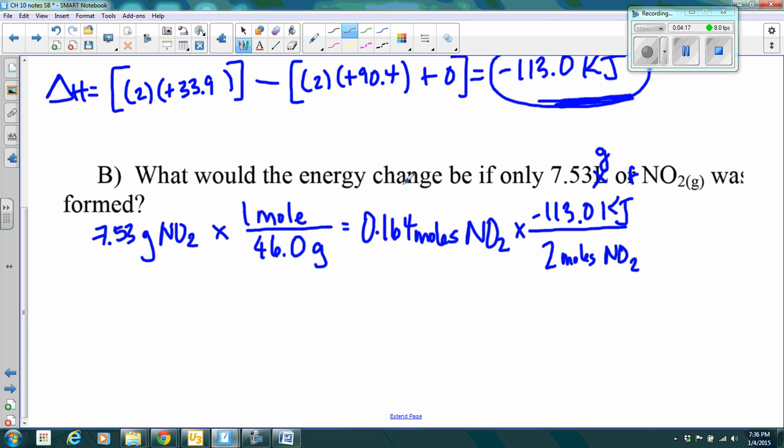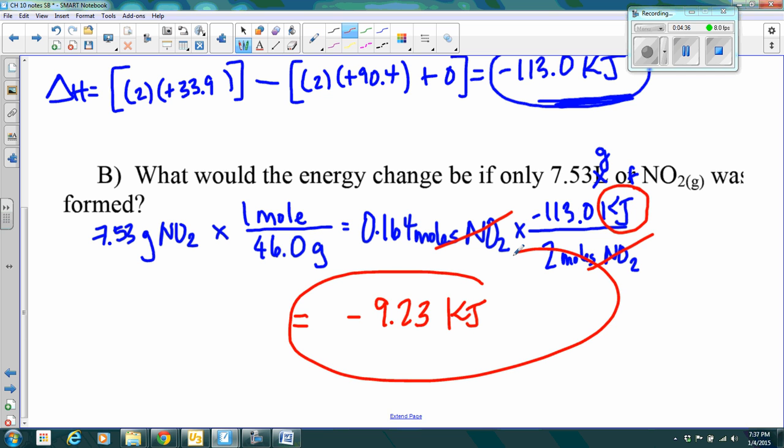So when I look at that, I can see that my moles cancel out, and I am left with the amount of energy that is going to be released when I have 7.53 grams. And so this equates to releasing 9.23 kilojoules of energy. So that's it. That's homework 3.